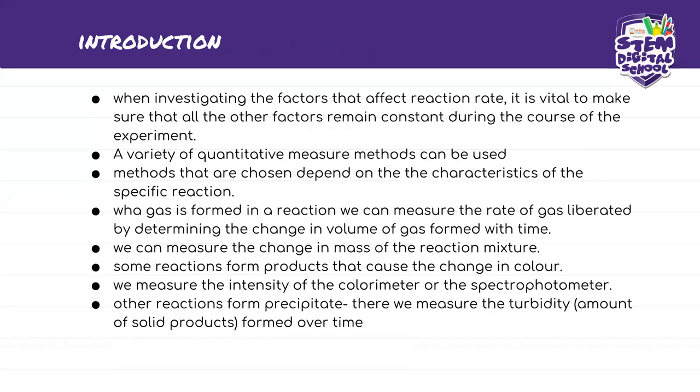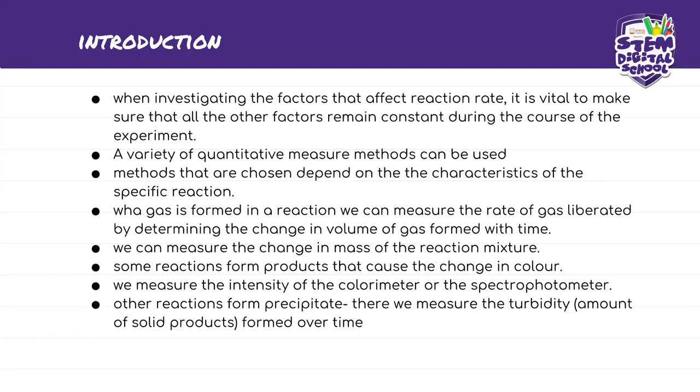So there's a variety of quantitative measures or methods that can be used. Methods that are chosen depend on the characteristics of the specific reaction. So according to whatever reaction you're using, there's a variety of methods you can use when trying to measure your reaction rate. For example, when you have a liquid and you start pouring a substance in it, the more substance you put, the faster your reaction becomes. So it's always important that you have the right measurements of your reactants to make sure that you reap the product that you require.